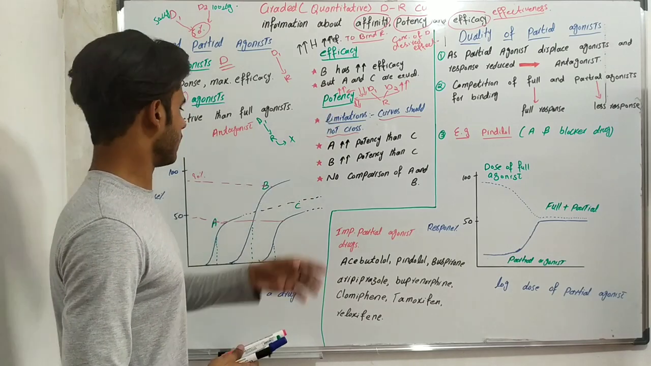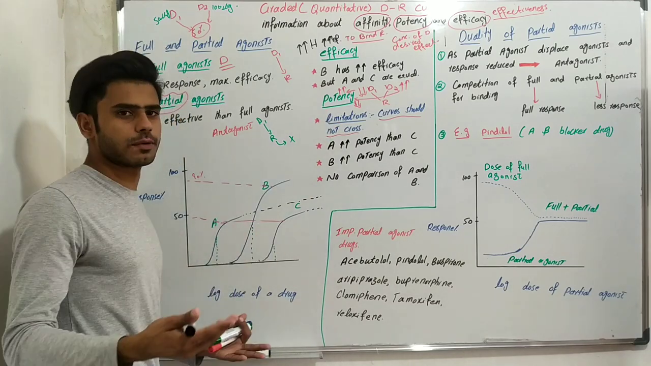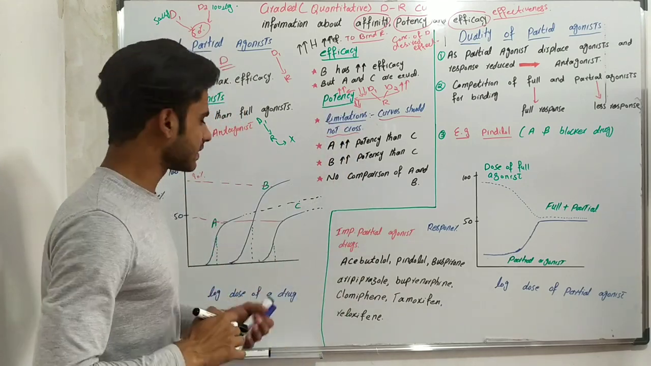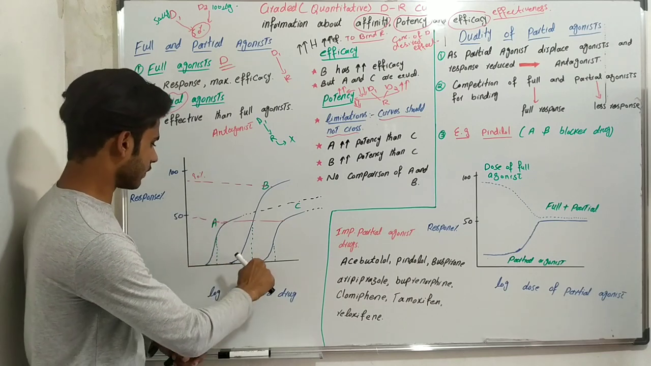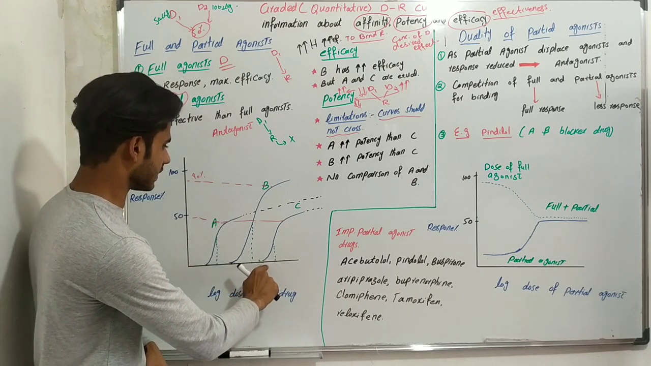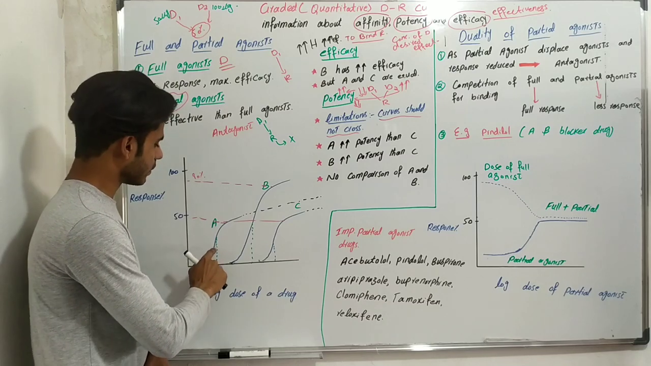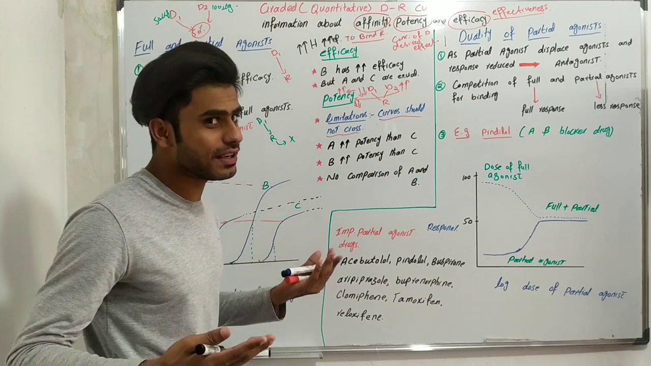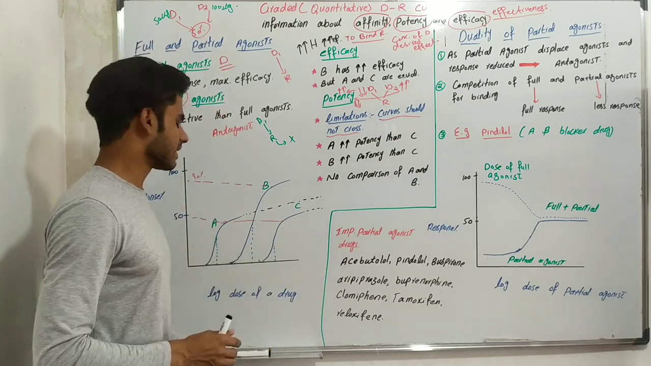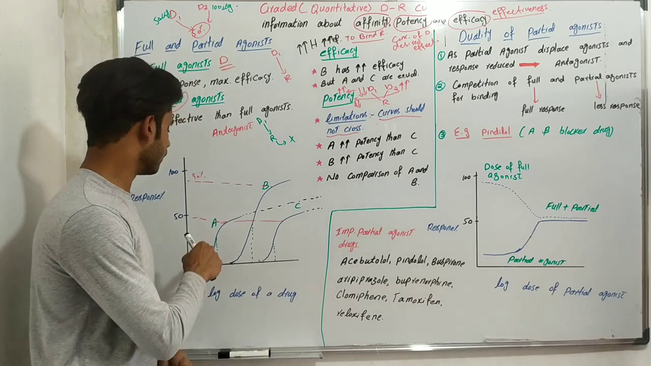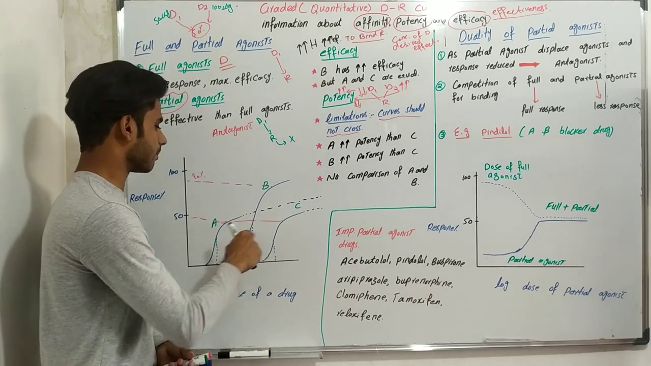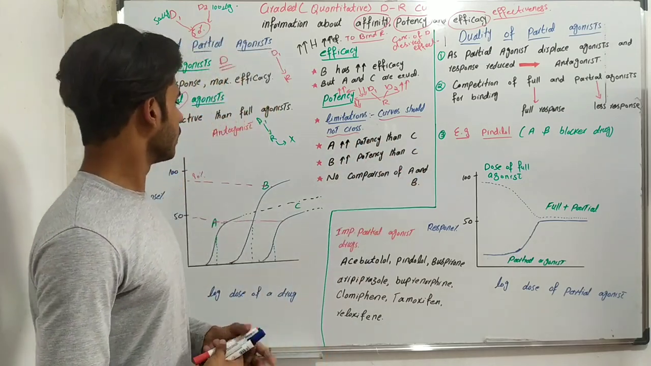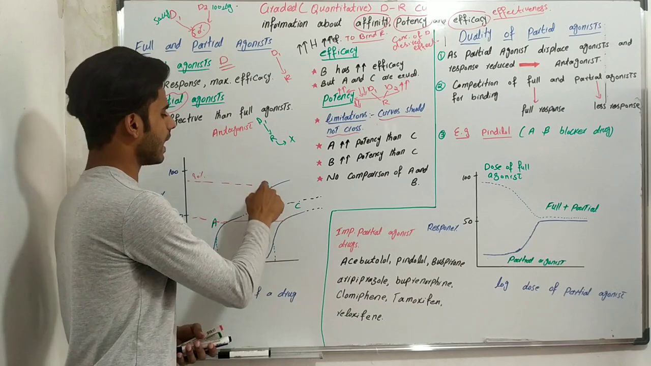So please apply the first one: the response is same. Yes, the response is same, 50% response. And which one is more potent? The one that has less concentration. Looking at log dose, this one has more concentration and this one has less concentration. So A has the greater potency. And the second quick and very easy manner: closer to the y-axis means greater potency. As you can see, A is closer to the y-axis as compared to C, so A has greater potency than C.